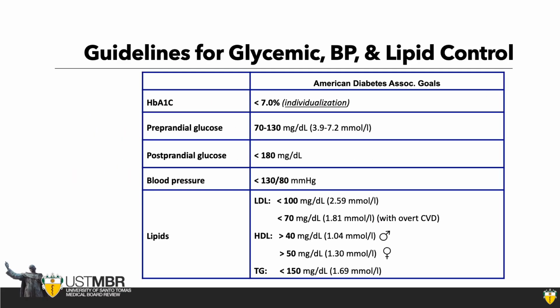And these are the general targets. LDL, we want it below 100 for most. If they have high risk, we want it less than 70. We want their HDL above 40 in males, above 50 in females, and generally we like the triglyceride below 150. Blood pressure should be maintained less than 130/80. Target A1C is generally less than 7%.